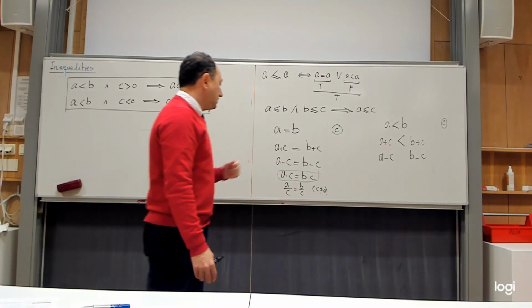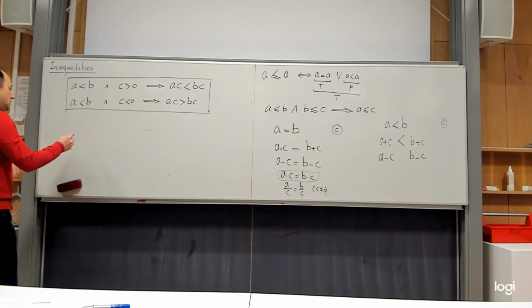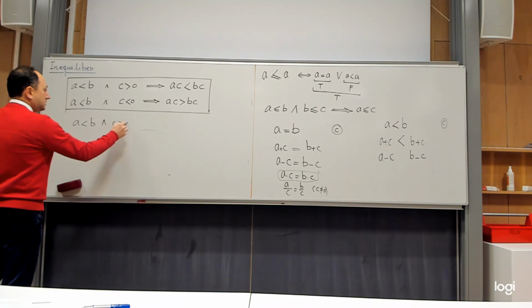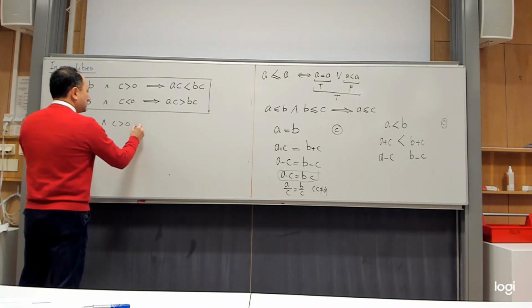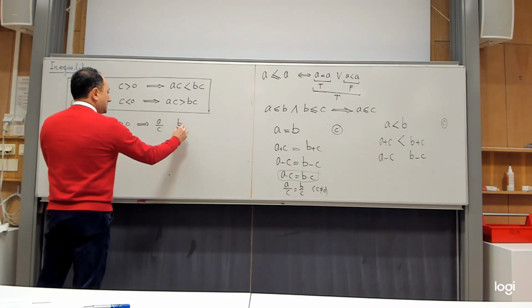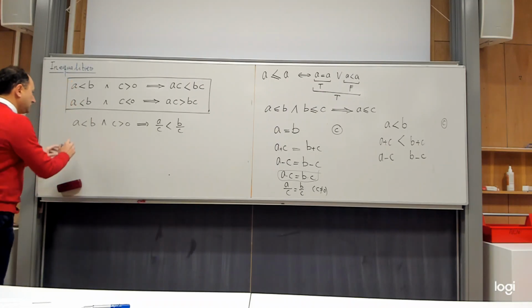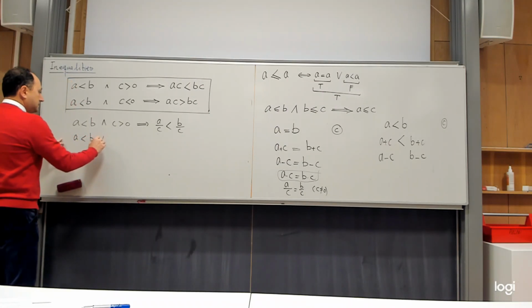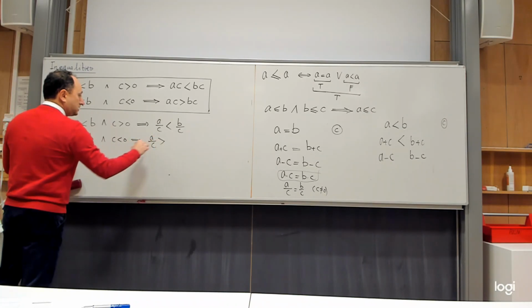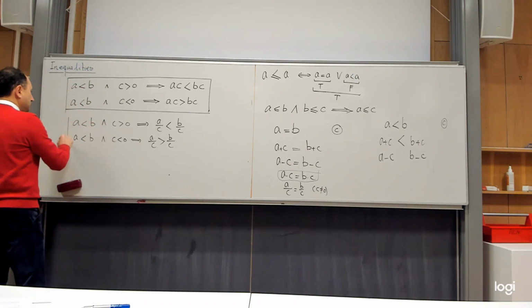Of course, about division, the idea is the same. So it means that if A is less than B and C is greater than 0, you can also divide A by C, you can divide B by C, and then still this is less than that one. But if A is less than B and C is negative, you can divide, but the price that you have to pay is to swap the sign, interchange the sign. So that's also true.